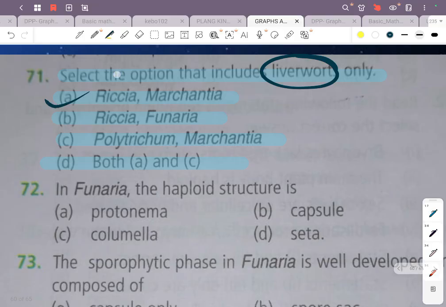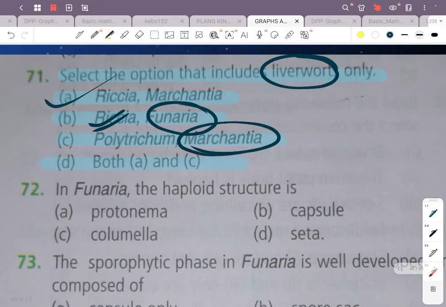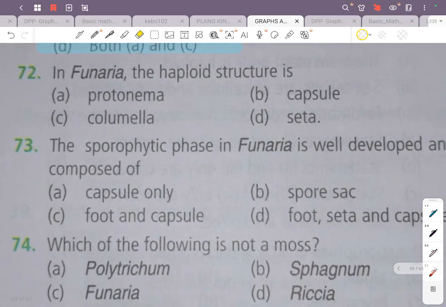Now the correct option is A. Riccia and Marchantia, because first of all, Funaria is a moss, not a liverwort. Riccia is definitely a liverwort, but we have to eliminate that option because of Funaria. Then if we talk about Polytrichum and Marchantia, Marchantia is definitely a liverwort, but Polytrichum is a moss. So that makes option number A the correct answer. Moving on to the next question.